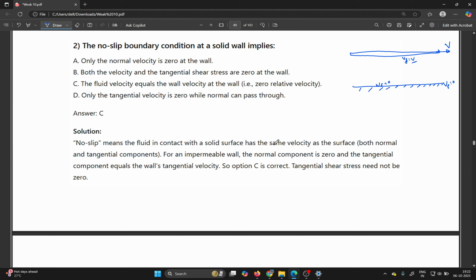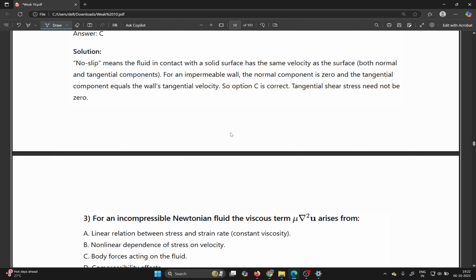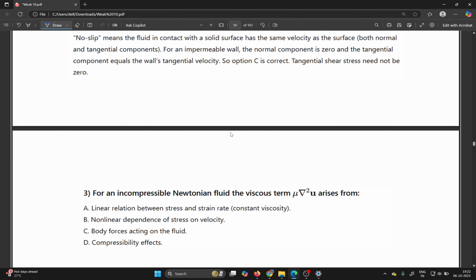Okay, now zero relative velocity means there is no difference between these two velocities. This is a no slip condition, which means this does not exactly happen, but we can consider these things.